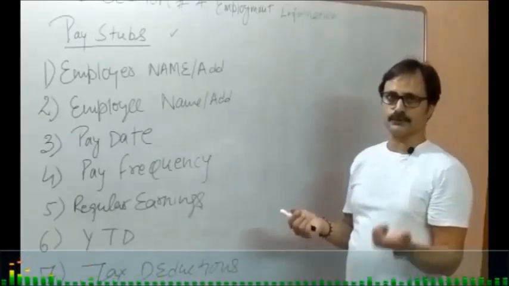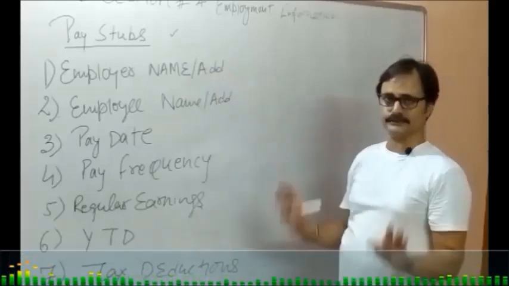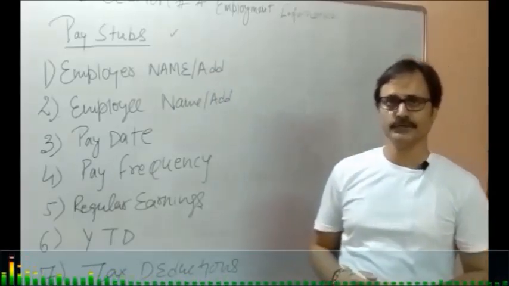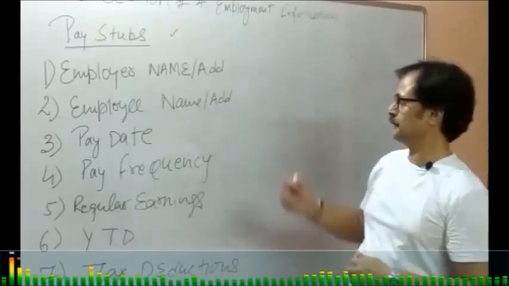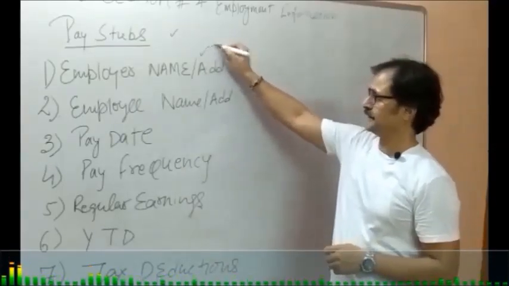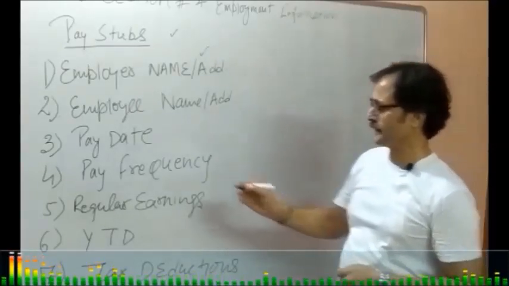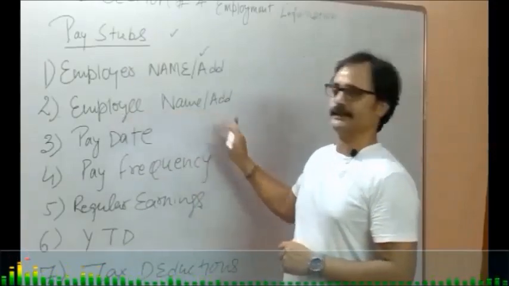Header also. So simply employer name and address. This is one thing we need to keep in mind. It's mandatory that it should be there. Now the next term, number 2, is employee name and address.